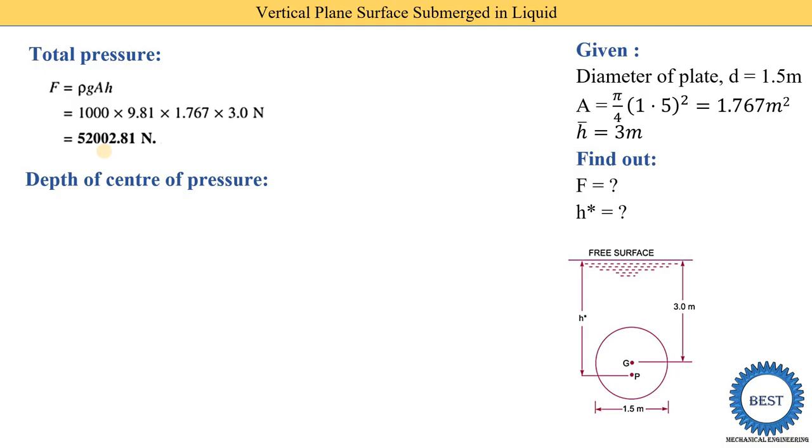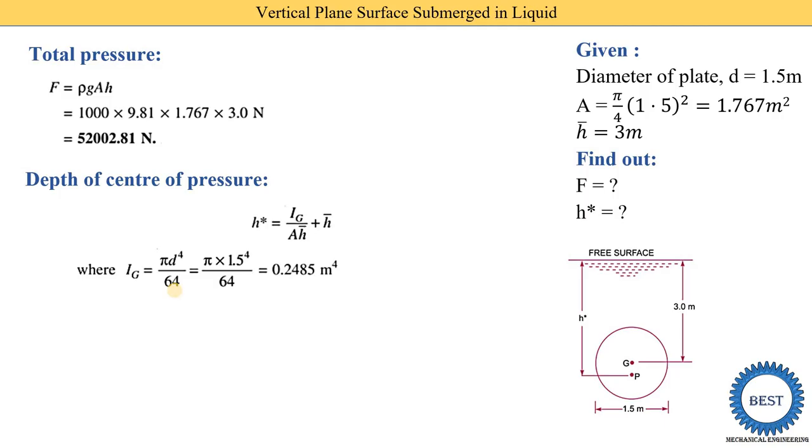Second, we need to find out the center of pressure h star. So what is the equation of h star? The equation is similar for all vertical plates. The equation is h star equals Ig divided by A into h bar, plus h bar. Here the area we already found, h bar is given, and we need to calculate Ig. Ig is the moment of inertia, and here the surface is circular. For a circular surface, the equation of Ig is pi into d raised to 4 divided by 64.